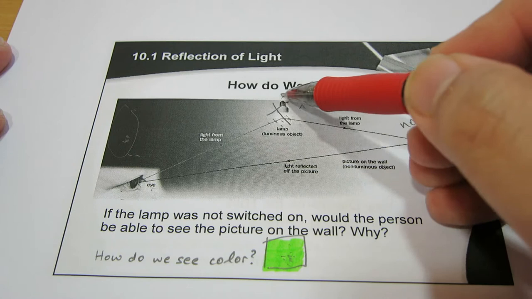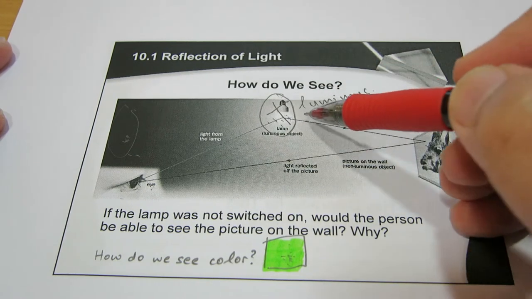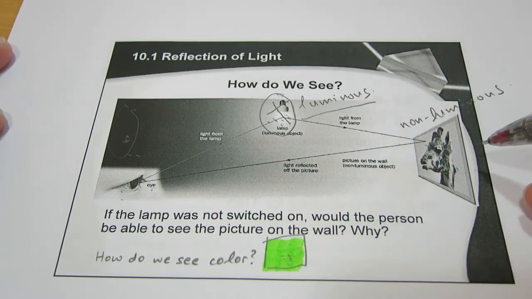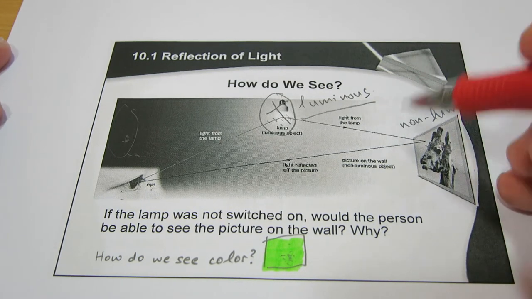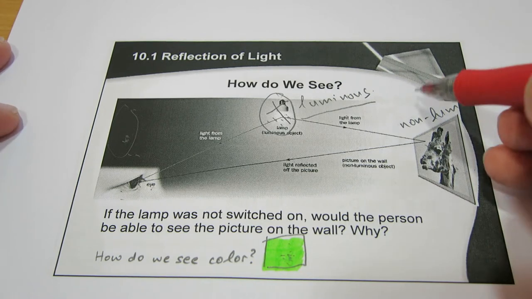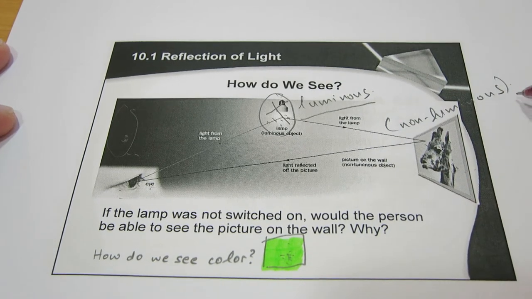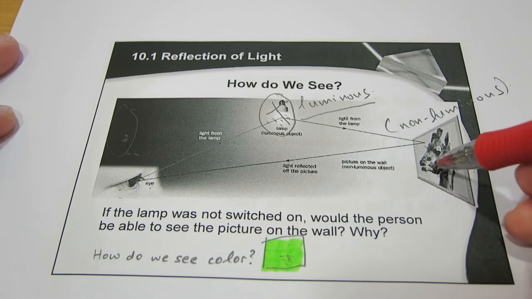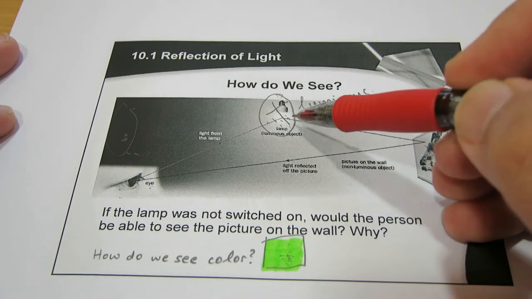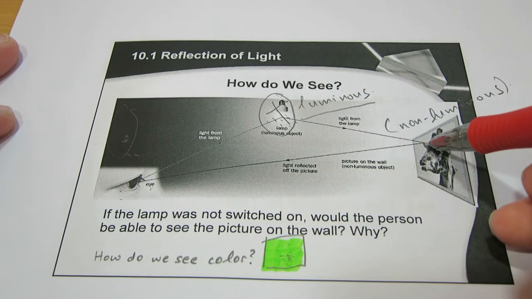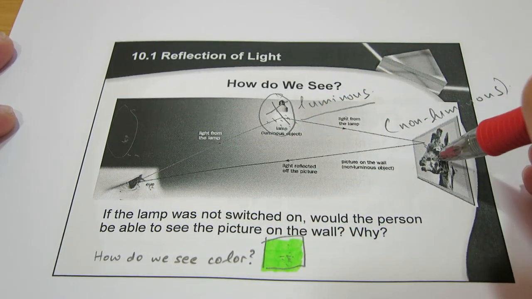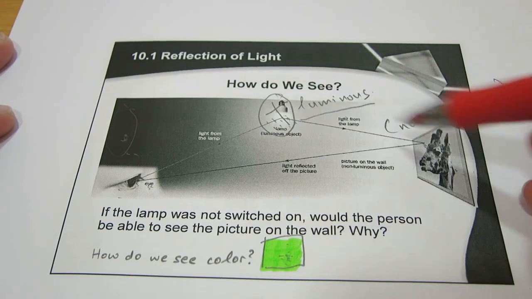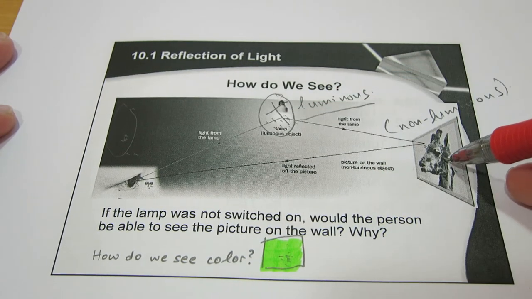Now, objects that give off their own light, we call them luminous objects. For objects that do not give off their own light, like a picture or the wall or the table, all these fall under the category of non-luminous objects. The way we can see non-luminous objects is that a light ray from a luminous object must reach, hit the non-luminous object, bounce off of it, and then enter our eye. That is the reason we are able to see a non-luminous object. If there's no light, then we are not able to see any non-luminous object.